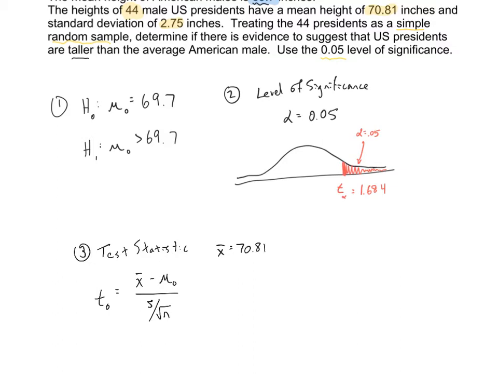And I didn't update this with the current president. He's really tall. He would bump the mean up a little bit. So this is just the previous 44 presidents. Sorry, I didn't update it for some of the last 3 years. And then s, the standard deviation, we're given that is 2.75. What else do we need? n, our sample size, is 44. And then one other number in that formula, mu, is 69.7. That's from the null hypothesis.